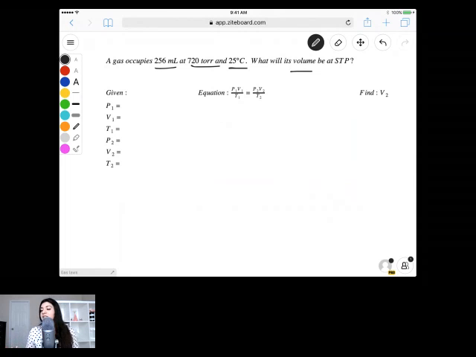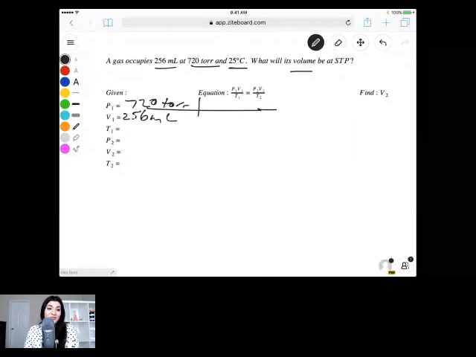Continuing with this, our volume that's given is 256 milliliters. So our V1 will be 256 milliliters. And our first pressure is 720 torr, which we have to convert. Actually, no, we don't have to convert. This one we don't have to convert because it's not PV equals nRT, meaning we're not doing the ideal gas law. So never mind. That's why I said we had to convert.